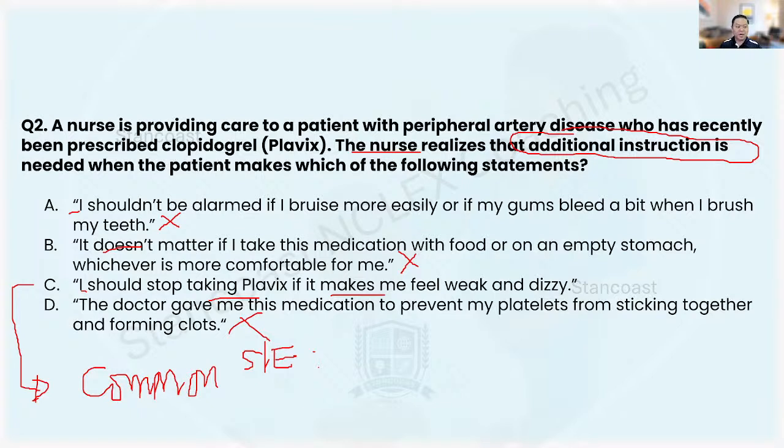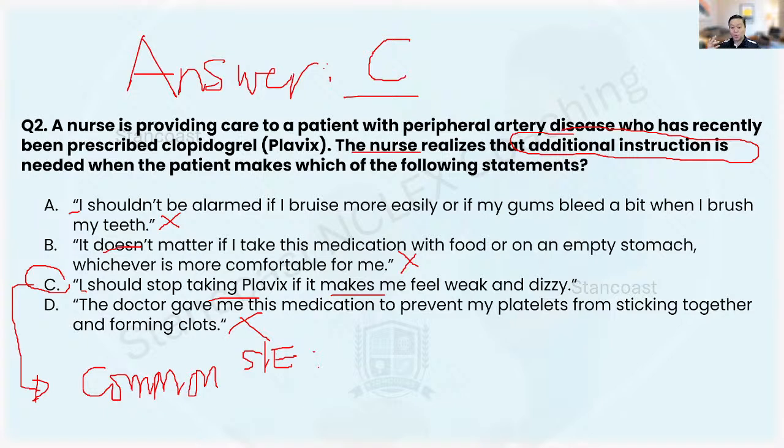So we are left with letter C. So our answer is letter C. This simply means that a patient did not understand the prior teaching. We want to make sure that we are going to reinforce the teaching. If in case they're going to manifest those side effects, make sure that you tell them not to discontinue the medication on their own. Make sure that they notify the medical provider first.